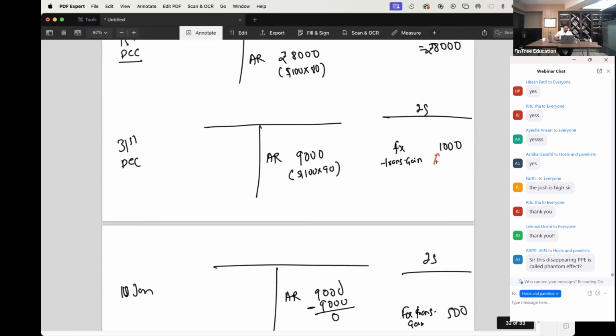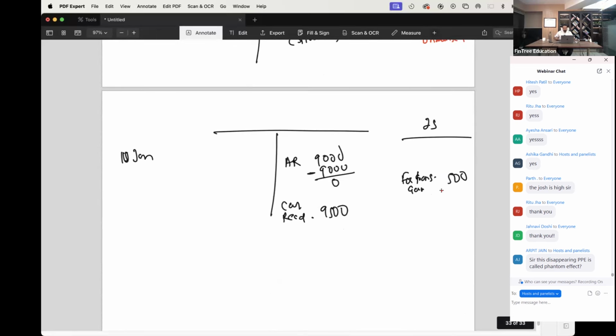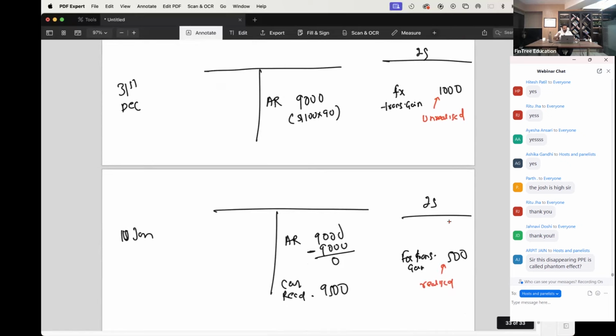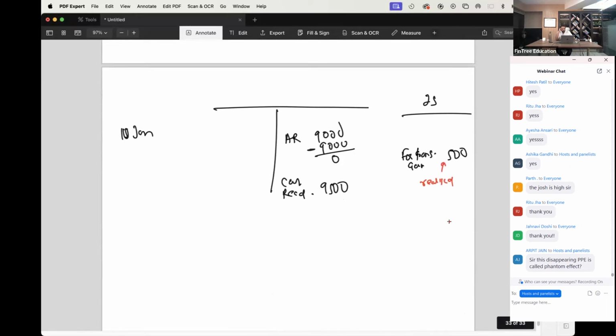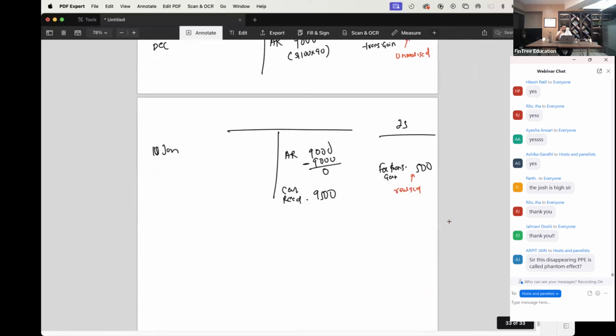This gain at the time of recording was unrealized, but now obviously this gain is realized. In fact, I've realized the whole 1,500 as gain now, but accounting is that simple. This is how you do accounting for the FX transactions. Have you understood this? Yes.